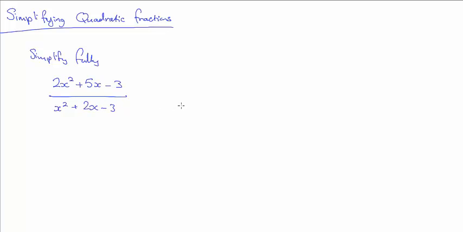And this is what they look like. And they look ugly. The question will say something like, simplify fully: 2x squared plus 5x minus 3 over, usually it's something a bit nicer than that, but let's start off with this one, over x squared plus 2x minus 3. Now this looks difficult, because how do you simplify that?